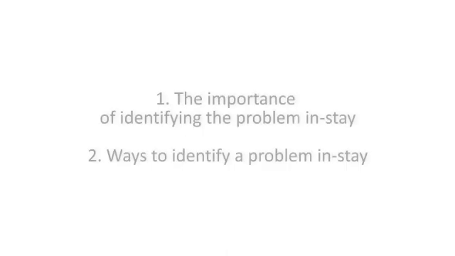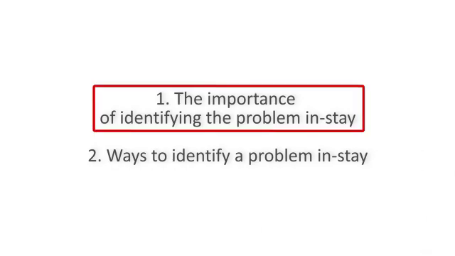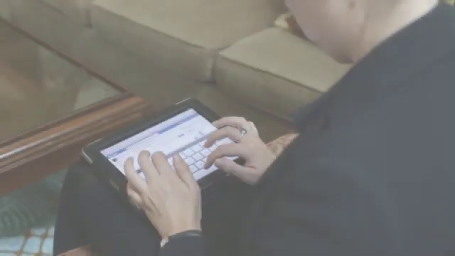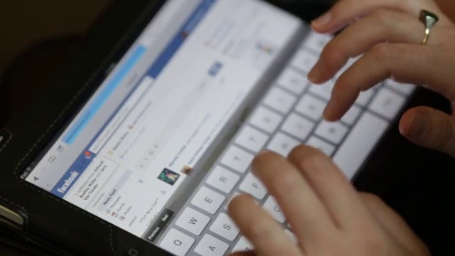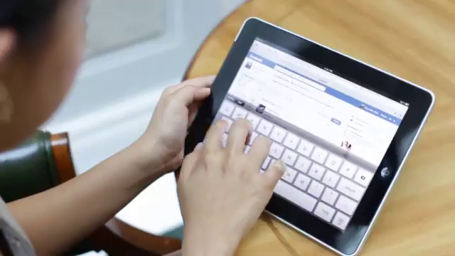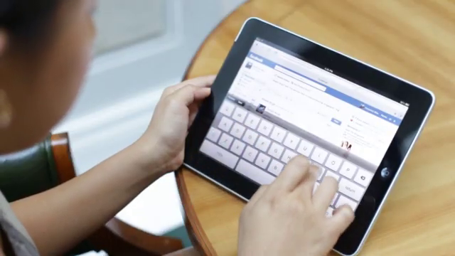Let's begin by taking a look at the importance of identifying the problem in stay. We live in a world where social media and the internet mean that instant communication with thousands or even millions of people is possible. 1 in every 5 guests have a problem during their stay, and only about 35% of those guests actually report the problem in stay.